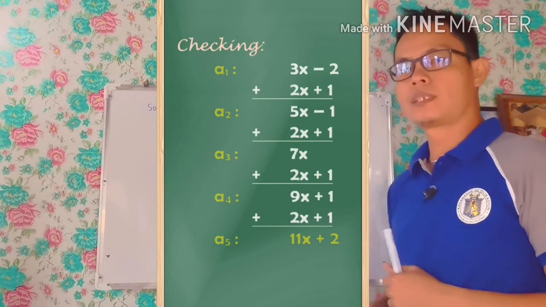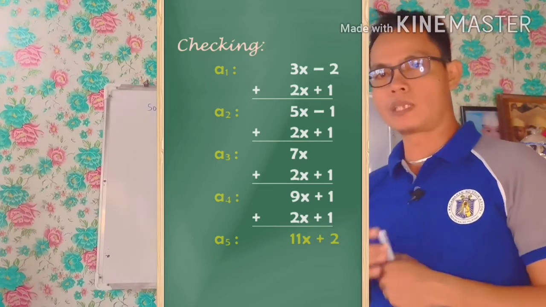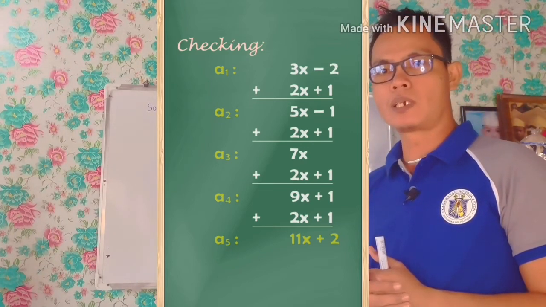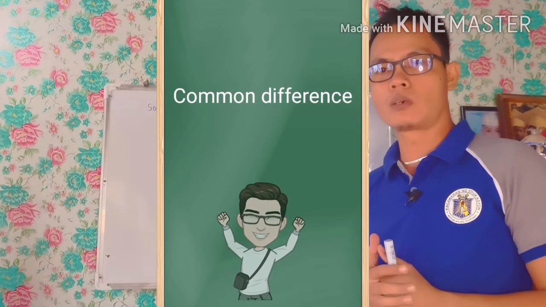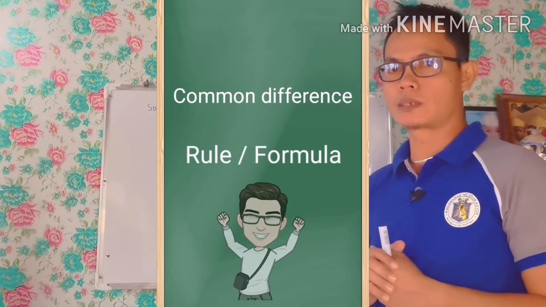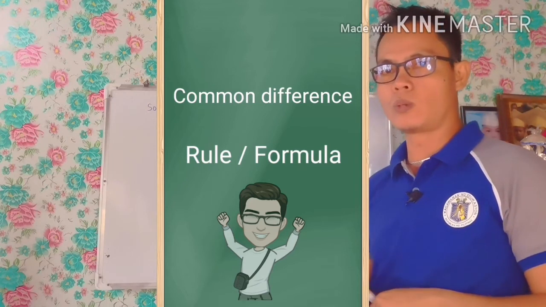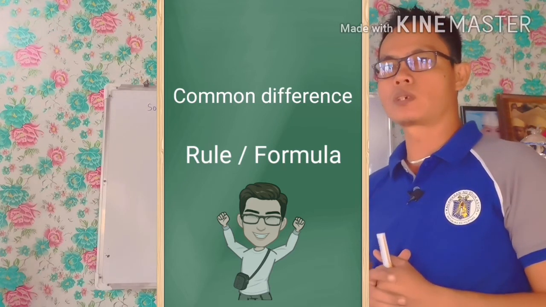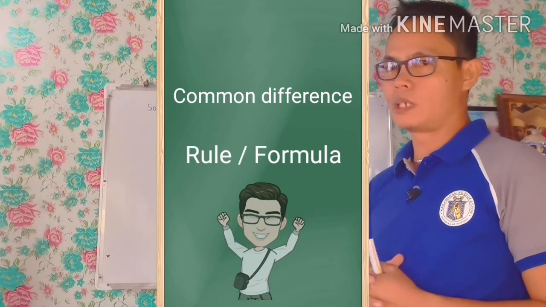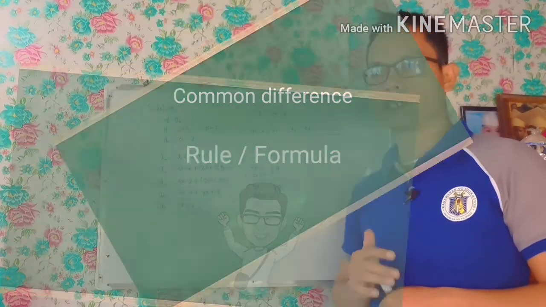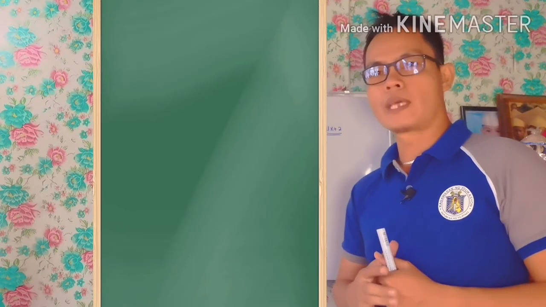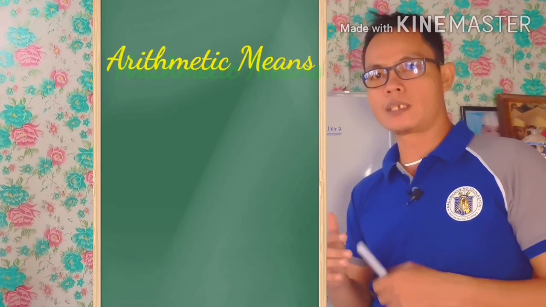Just remember that when you solve an arithmetic sequence, remember how to get the common difference, and you have to recall the rule in arithmetic sequence, because basically it is the only way you will apply in solving, even though we have a complex example. The next video, we are going to explain the arithmetic means.